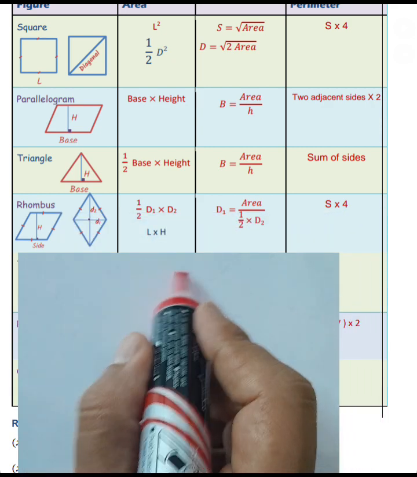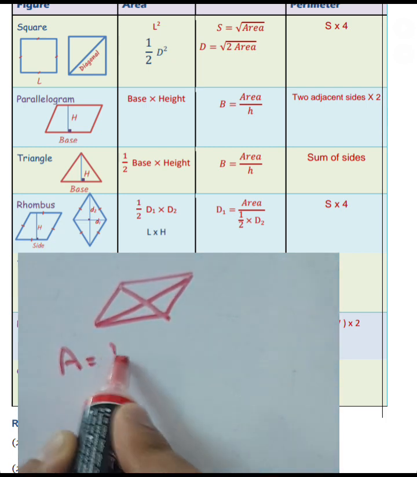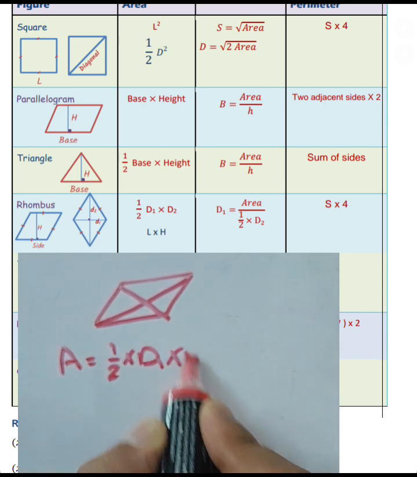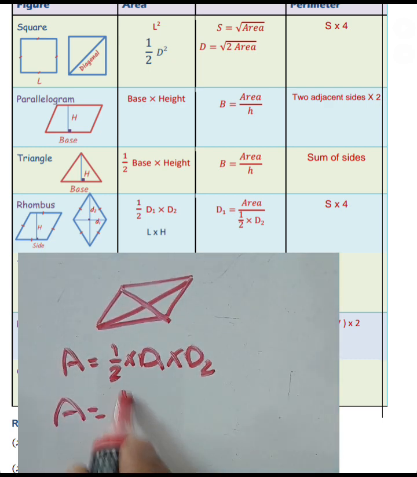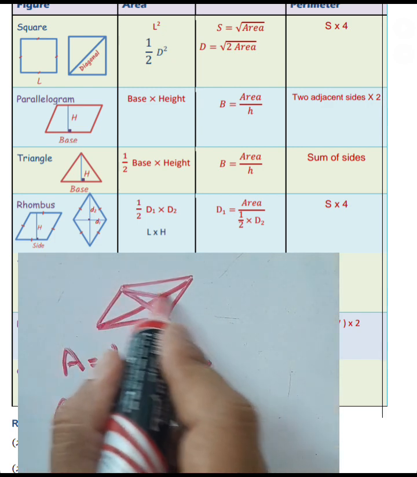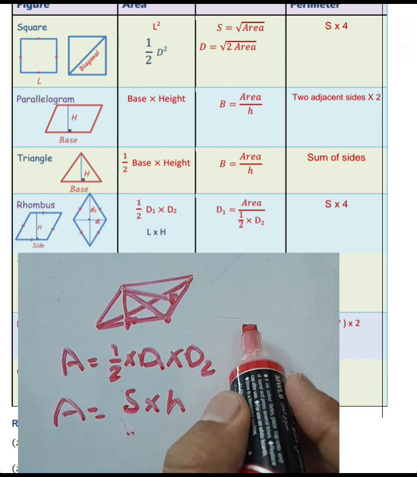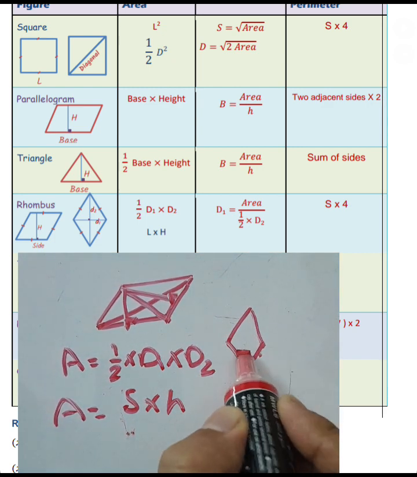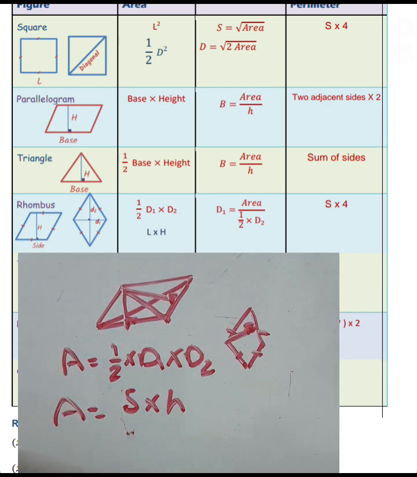To find the area of a rhombus, you must write half times diagonal 1 times diagonal 2, because diagonal 1 is not equal to diagonal 2. Or you can write area equals side times height, because all sides are equal lengths and all heights are equal in a rhombus. Okay, in a rhombus all sides are equal lengths, so all heights will be equal. Then you can write side times height to find the area of a rhombus.